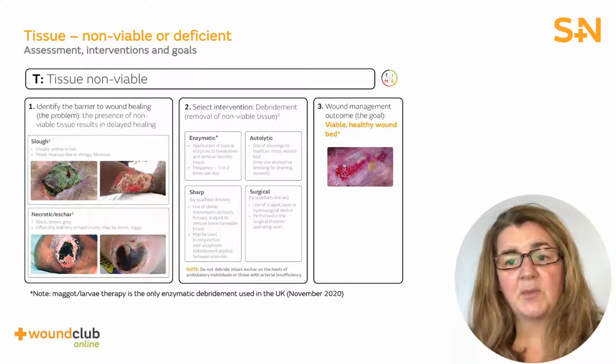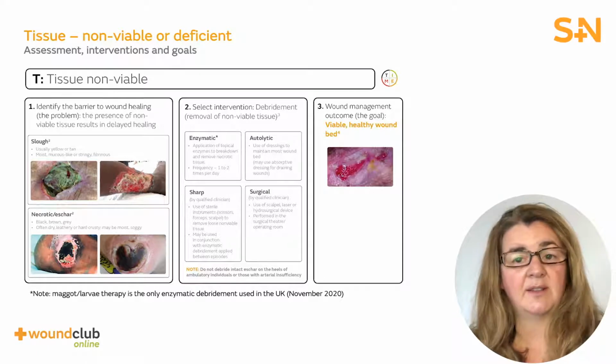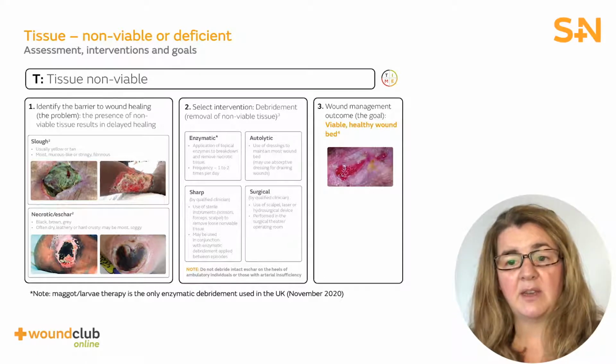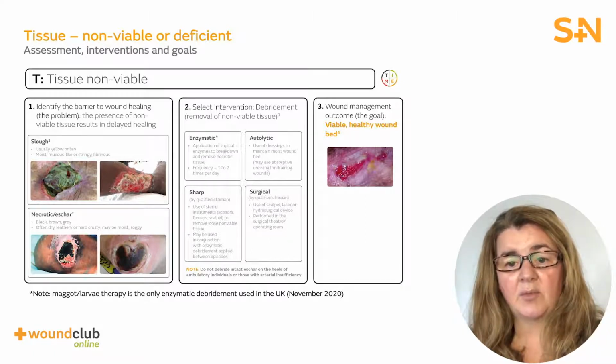There are typically two primary types of non-viable tissue found in chronic wounds: slough and eschar. Slough is usually yellow or tan and may be moist, mucus-like or stringy and fibrinous. Slough is often a mix of fibrin, degraded collagen and devitalised tissue. Eschar or necrotic tissue represents deeper soft tissue damage. It's usually black, brown or grey. Eschar may be moist, soggy or dry, leathery, hard or crusty.